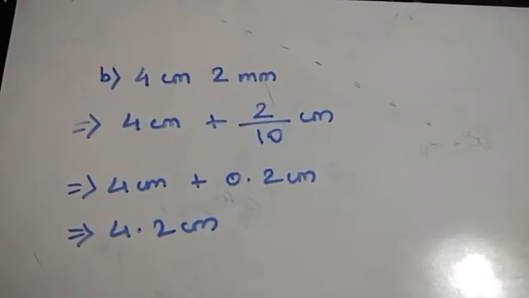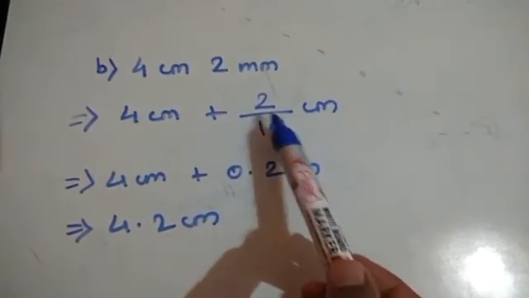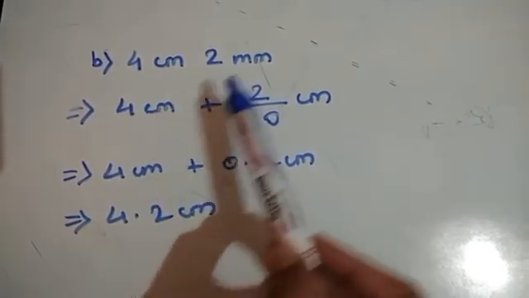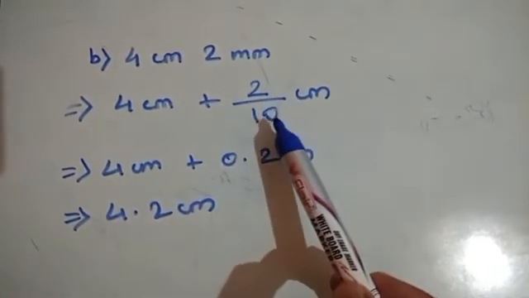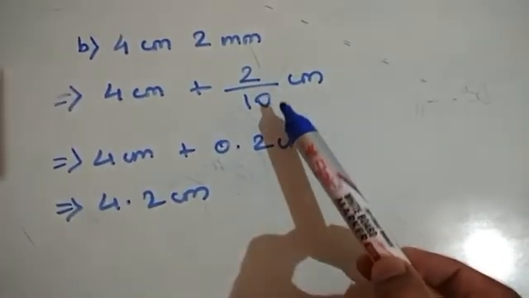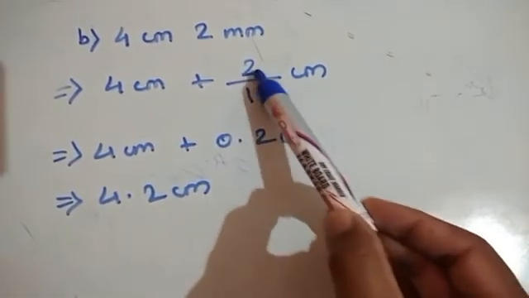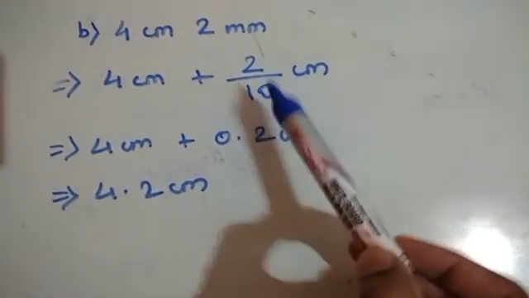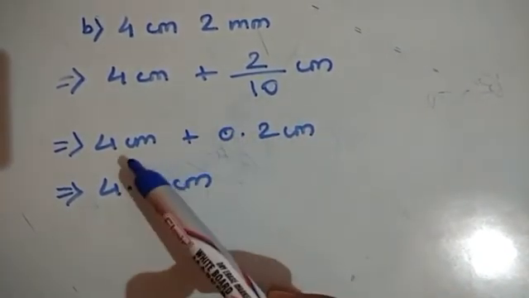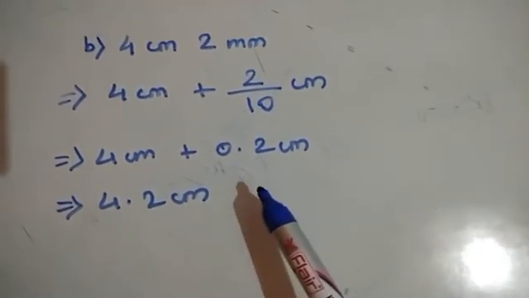See one more example, 4 centimeter and 2 millimeter. This we have to express as the centimeter. But students, you can see here this 4 is already in centimeter. Therefore this 4 centimeter write down as it is, and this 2 millimeter we can write as 2 upon 10. Now 2 upon 10 means what? 2 tenths, and 2 tenths we can write as 0.2 centimeter, right? Therefore 4 centimeter plus 0.2 centimeter we can write as 4.2 centimeter. I hope you understood this part also.